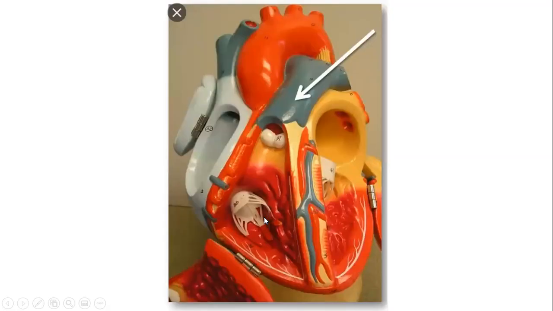Let's look at the opened up heart now. So you can see that right coronary artery coming off of that aorta, and you can't really see the left one coming off. But they have this same model, it's just opened up. So now you can see inside the right atrium. You can see inside the right ventricle. You can see inside the left atrium and the left ventricle.